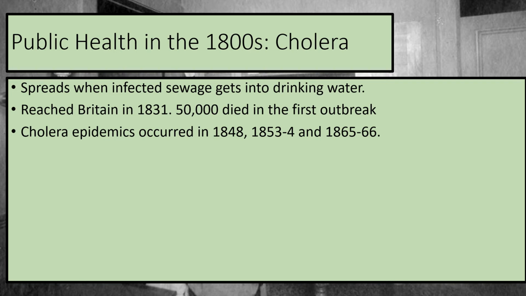Now, it comes to Britain in 1831, and it comes to Britain as a result of trade with India. And it was something that was very deadly. 50,000 people died in the first outbreak. But there wasn't just one outbreak of cholera. There's further outbreaks in 1848, 1853 and 1865. So it's something that kept returning to London and other cities in Europe, and particularly in London, because of the poor public health and the fact that people didn't understand the importance of drinking water. But we'll come back to more about cholera in a little bit.